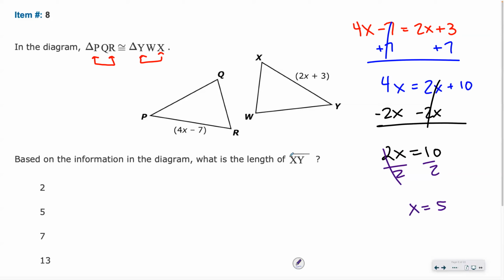No. We want to know the length XY. So plug it in. So it's 2 times 5 plus 3. What does that give us? 13. 5 times 2 is 10, plus 3 is 13.